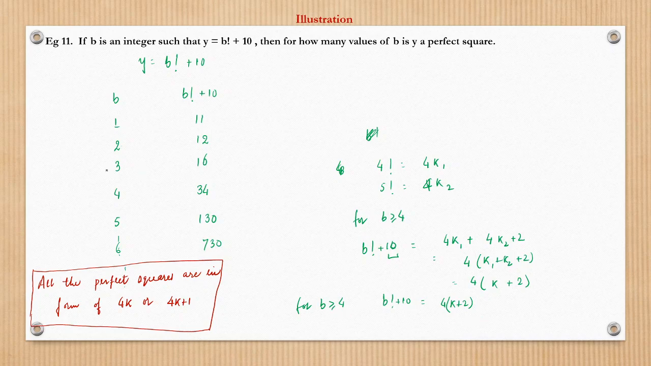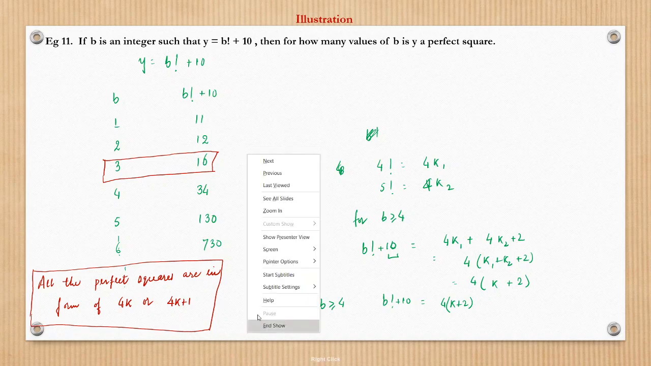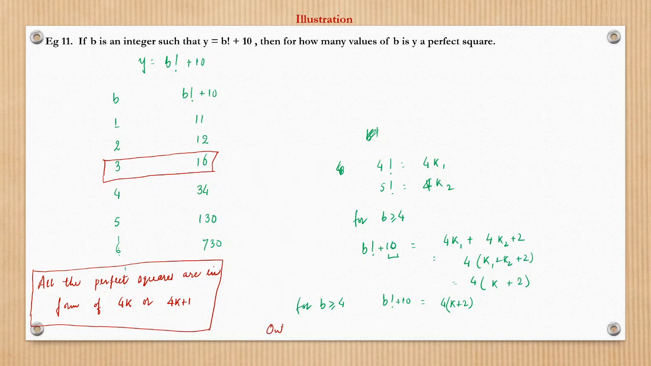The only perfect square we can see is for b equal to 3, which is giving 16. This is the only case which is a perfect square. So the only possible value of b is equal to 3. This is the answer.